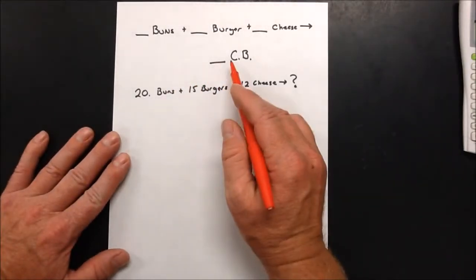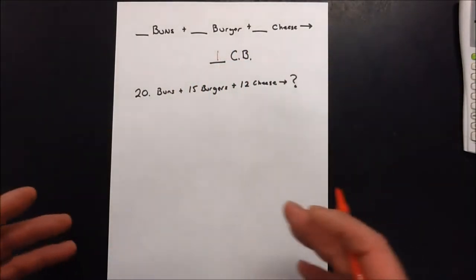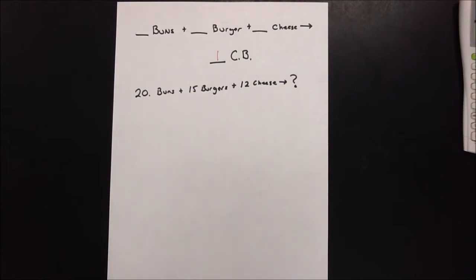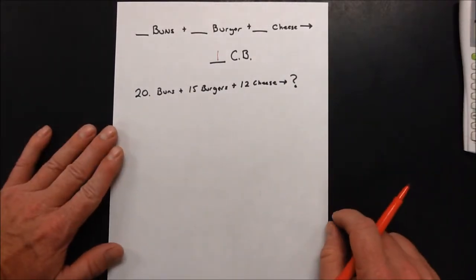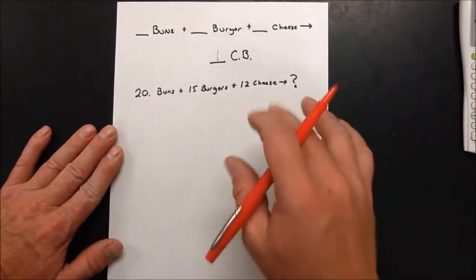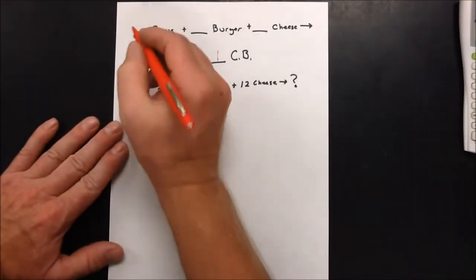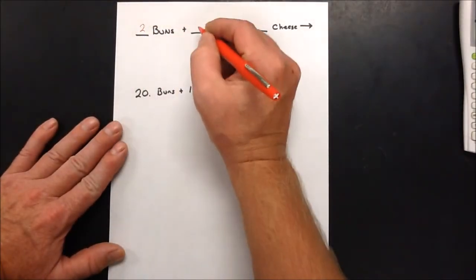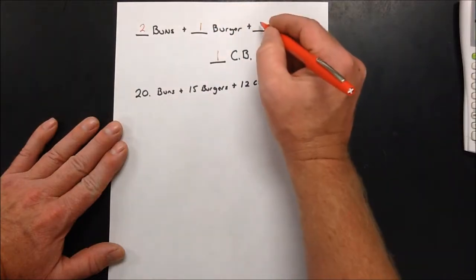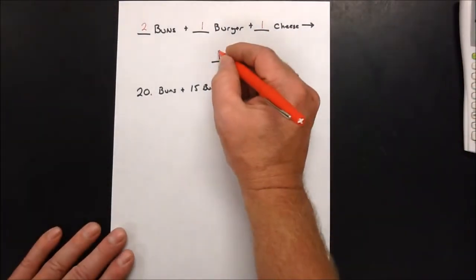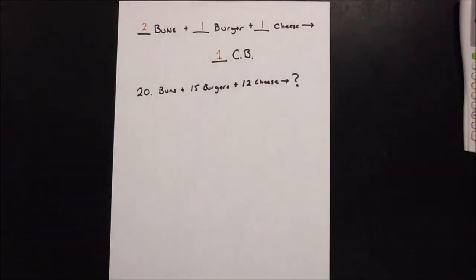If I were going to make one cheeseburger, we would need buns, burger, and cheese, and you could throw other things on there if you wanted, but to keep it simple, it's going to take buns, burger, and cheese. With the buns, we're going to count the top and bottom separately, so it takes 2 buns, 1 burger, and 1 cheese to produce 1 cheeseburger.